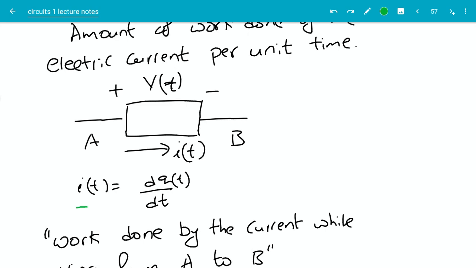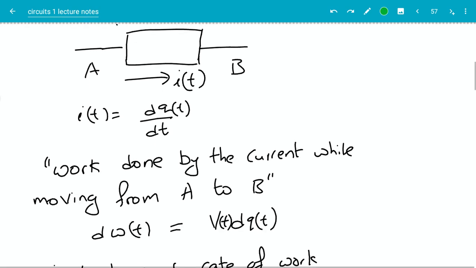We know electric current is the rate of flow of charge, right? That means if there is dq of t charge flowing from A to B in time dt, then the instantaneous current is dq by dt. Now, given this situation, what is the rate of work being done by the charge?